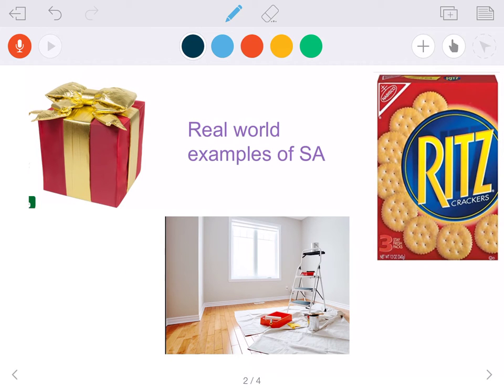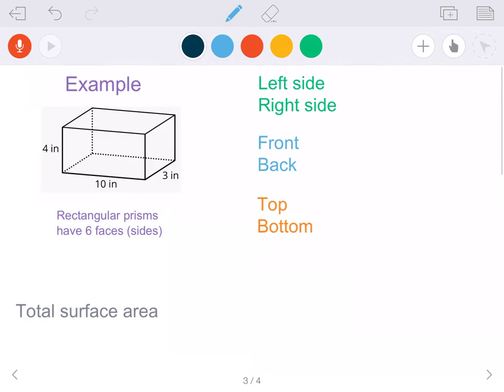So surface area, real world examples might include if you're wrapping a present, how much wrapping paper you would need to cover a box. We might be talking about painting a room and figuring out how much paint you need to cover all of the walls. It could be a box of crackers or cereal or any type of food, a Kleenex box, anything where you're trying to figure out how much cardboard you need to make the box. All of those are examples of surface area. So now we're going to jump into it a little bit more.